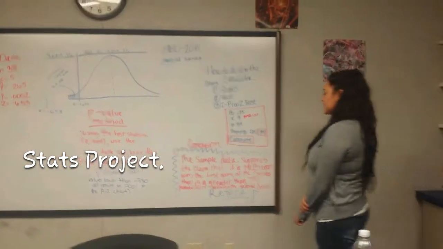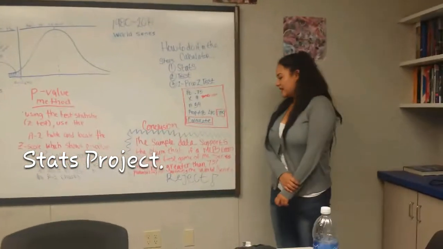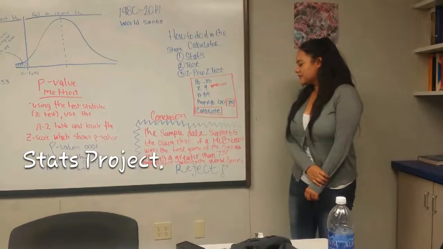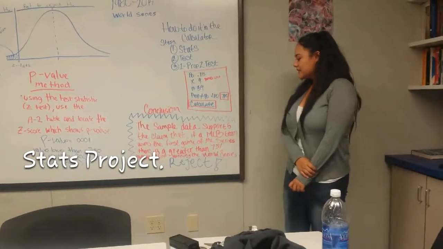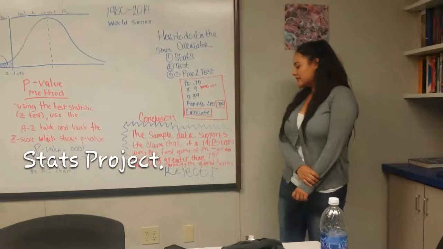In conclusion, the sample data supports the claim that if an MLB team wins the first game of the series, there is a greater than 75% probability of winning the World Series.